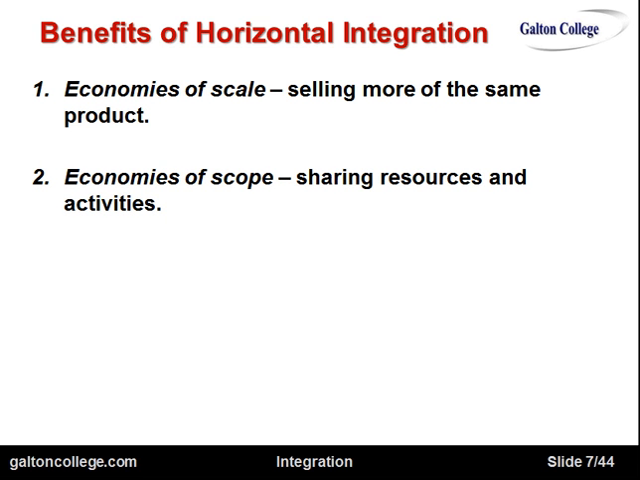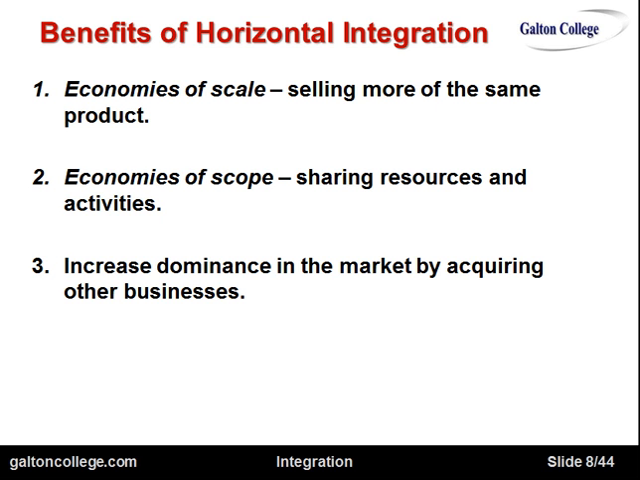And there are also economies of scope. Sharing resources, for example, sharing transport. Perhaps it would be idle some of the time, but when there are 3 shops, let's say, involved, the transport could be more effectively used. So there are economies of scope, economies of sharing the resources and the activities.